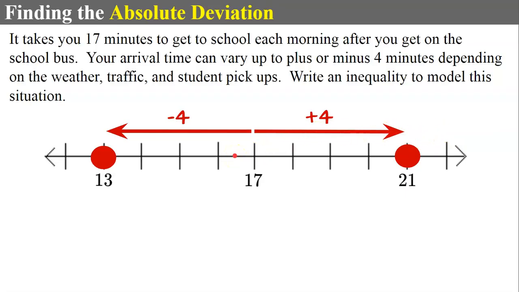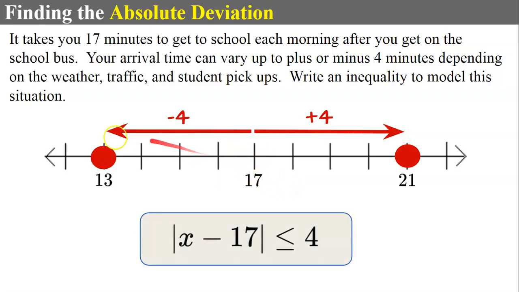Now we can write this as an absolute value inequality. 17 is the distance I am from 0, so I need to subtract that to get it back to 0, and it's going to be less than or equal to 4. So I can be plus 4 or minus 4. So there we have it. If you solved this absolute value inequality, writing a compound inequality, you would get that x has to be greater than or equal to 13 and less than or equal to 21.